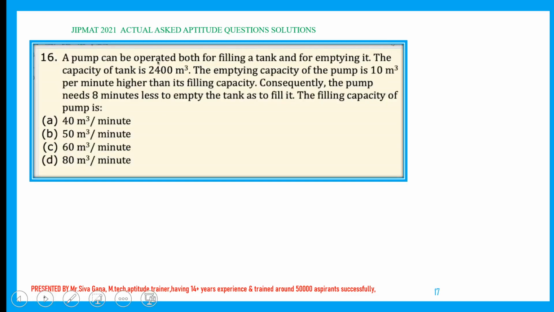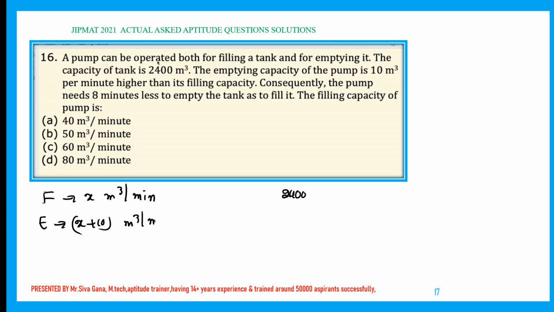Repeatedly listen. A pump can be operated for both filling the tank and emptying the tank. Okay, the capacity of the tank is 2400 meter cube. The emptying capacity of the pump is 10 meter cube per minute higher than filling. Let us say filling capacity is x meter cube per minute. Then the emptying capacity is x plus 10 meter cube per minute as per the given data.